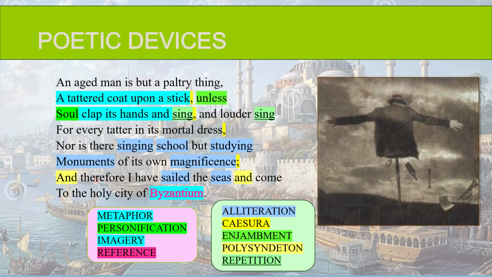Let's take a look at the second paragraph. Here again, metaphor, this color and this is the same color for metaphor. A tattered coat upon a stick. It's like a scarecrow, a torn coat upon a stick. This is how we make a scarecrow. It's a metaphor for an old man. Personification here, soul is a personification. We have enjambment here, unless, soul. This sentence is continuing into the next line here.